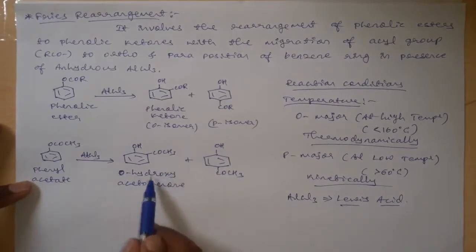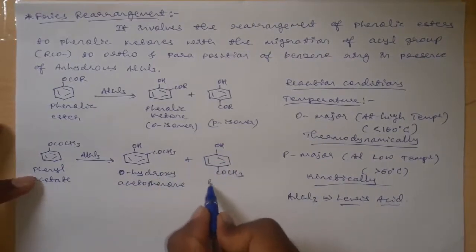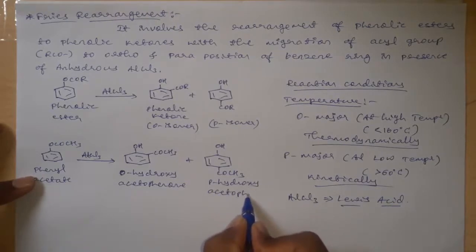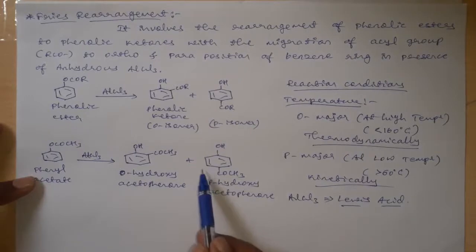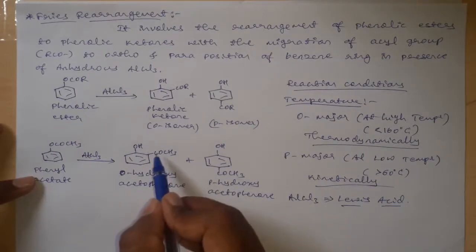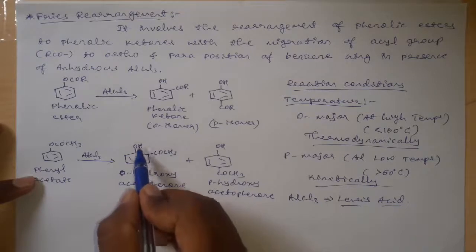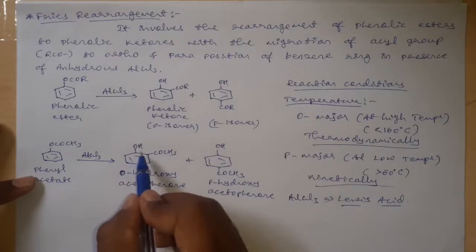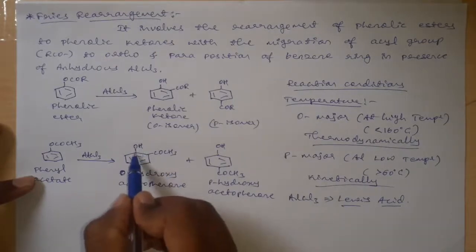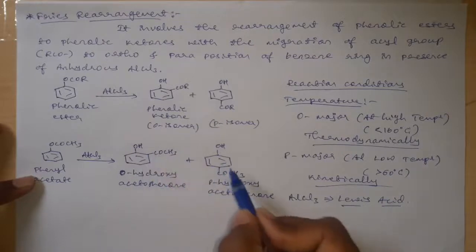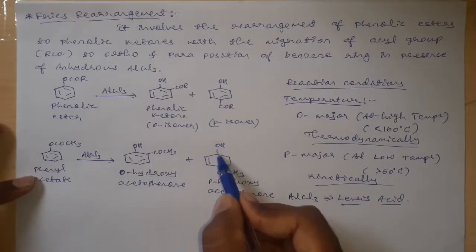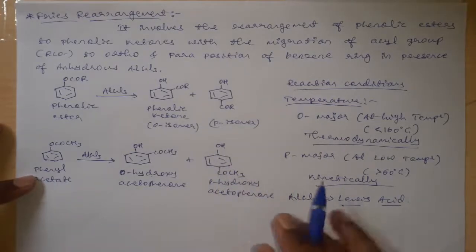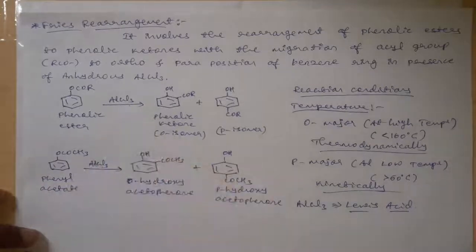This one is ortho-hydroxyacetophenone, and this one is para-hydroxyacetophenone. How are we naming these two? Here, consider this one group as the main group, and with respect to this group, this OH group is attached to the ortho carbon. This carbon and this carbon are ortho carbons. Therefore we are naming this one as ortho hydroxy, and this one is acetophenone. And with respect to this one, this hydroxyl group is present on the para carbon, therefore para hydroxy acetophenone. Okay, this is the example for this Fries rearrangement.